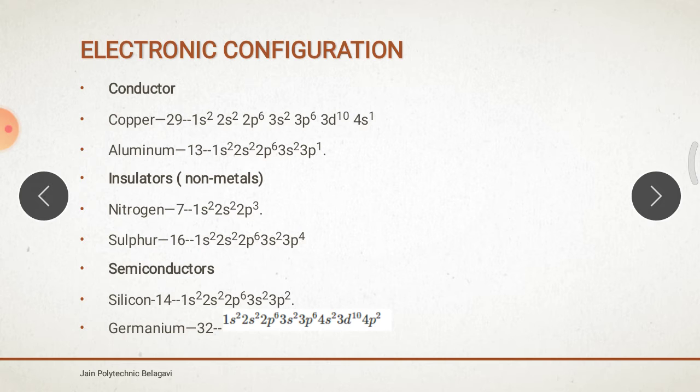I have given only a few examples. Nitrogen: in the last orbit, just see, which one is the last orbit? The second one. In that, 2s2 and 2p3. How much? 2 plus 3, 5. So it has more than 4 electrons in the last orbit, that is, the number of valence electrons is 5. Same for sulfur. The third orbit is the last; how many electrons in that? 2 plus 4, 6. So you can observe here that for insulators, more than 4 electrons will be there.